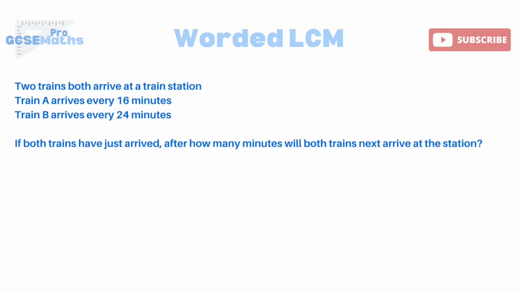So you're looking for some kind of question where some type of event is happening every so often. In this case, it's trains arriving. It could be buses leaving a bus stop. Sometimes I've seen where they've said every so often different colour lights flash, things like that. It's all the same thing. We're not going to go through in detail how to find the lowest common multiple. We're just going to apply it straight to these questions.